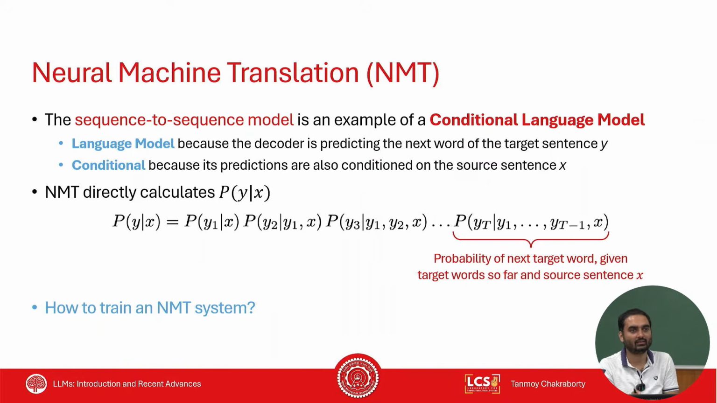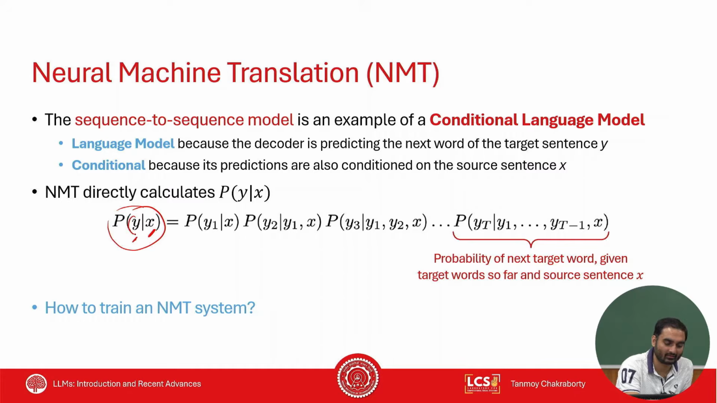Okay, now if you think of this sequence to sequence problem carefully, this is essentially a conditional language model. Why is this a conditional language model? What is it conditioned on? It is conditioned on the input, right? So let's say X is the input. In the case of machine translation, the input is the French sentence and the output is the English sentence, right? So you are basically computing this probability.